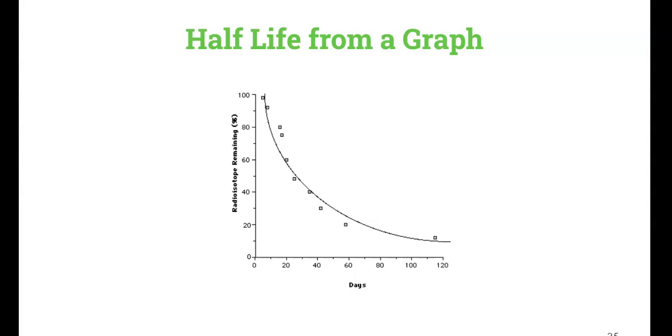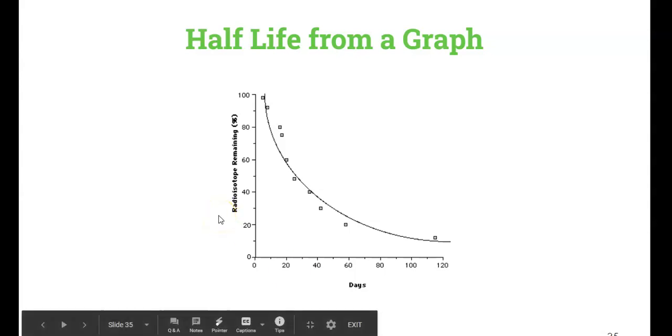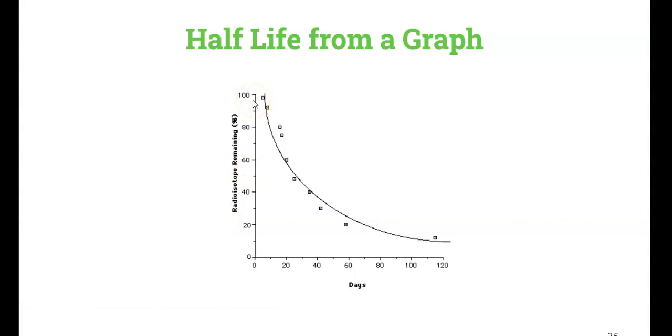And so this allows you to also figure out how long it took to get to 40%, or something that's not on an even half-life. But to find half-life from a graph, you look at half of the starting amount and see how long it took based on the curve to get there.